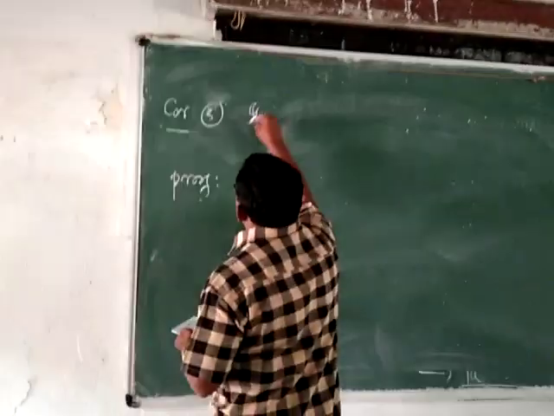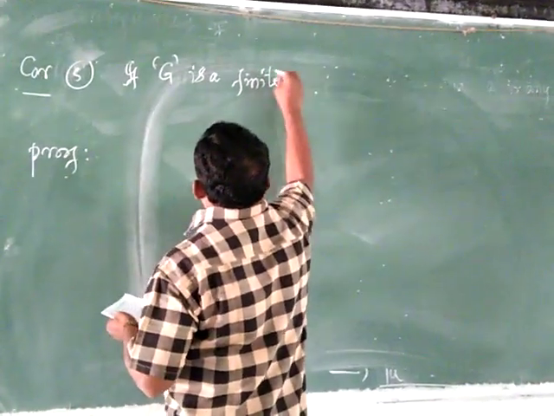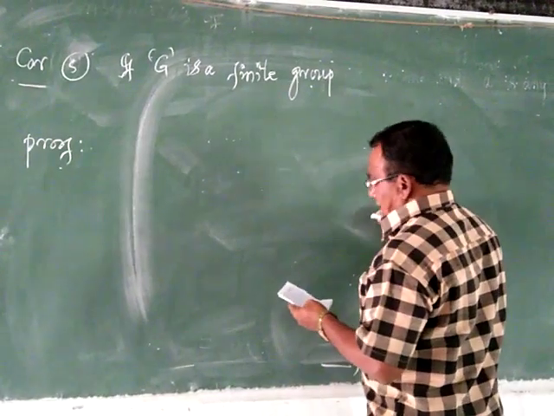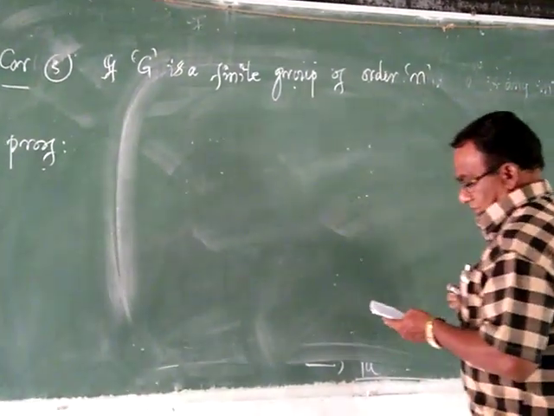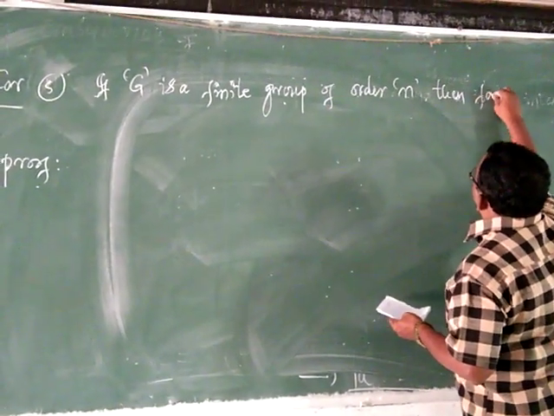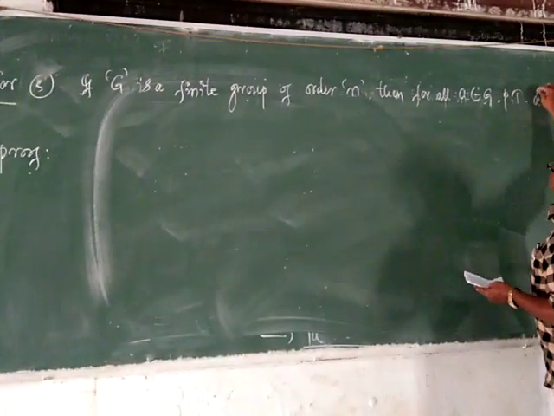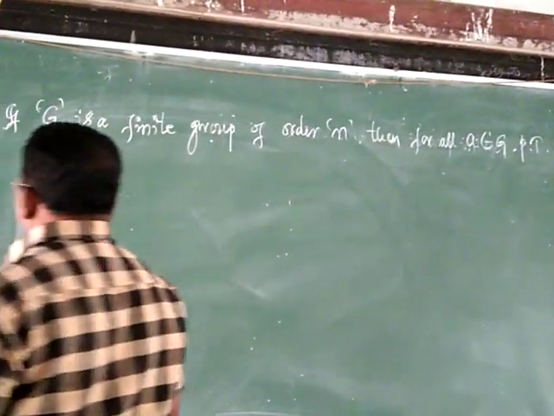Corollary number 5. If G is a finite group of order n, then for all A belonging to G, prove that A to the power n is equal to E. Okay, proof of this.